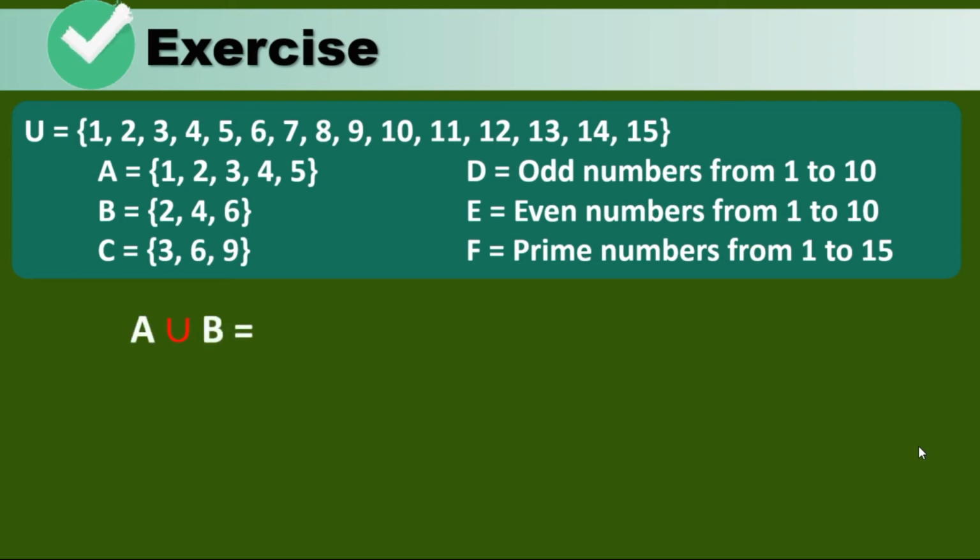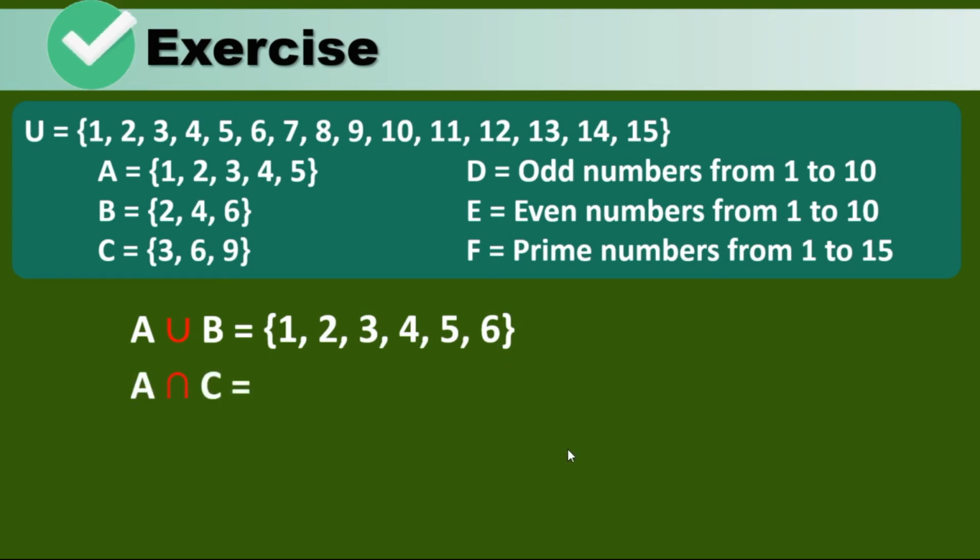Let's have A union B. Take note, A is this one and B is this one. When we say union, combined elements of A and B. So, 1, 2, 3, 4, and 5. Since we already have here 2 and 4, we don't need to repeat it and we need to include 6.